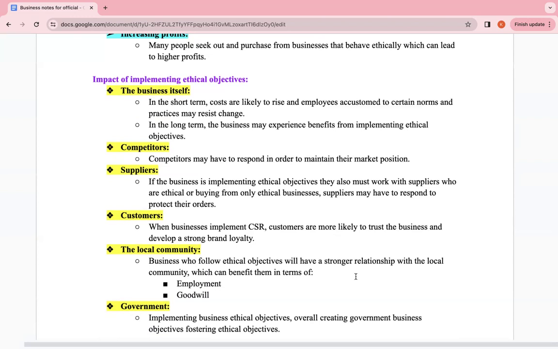The local community. Businesses that follow ethical objectives will have a strong relationship with the local community, which can benefit them in terms of employment and goodwill. And the government, fostering ethical objectives. So basically, they're all the same thing. Trust fosters goodwill and brand loyalty. It's mostly common sense, but you actually have to know these, especially if you want to evaluate.